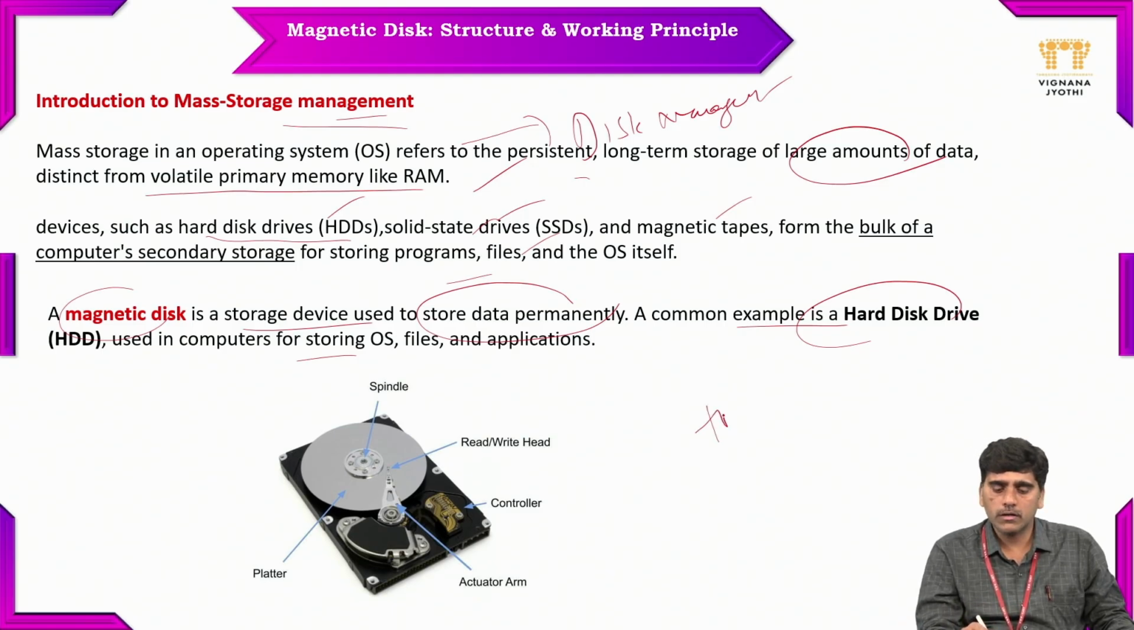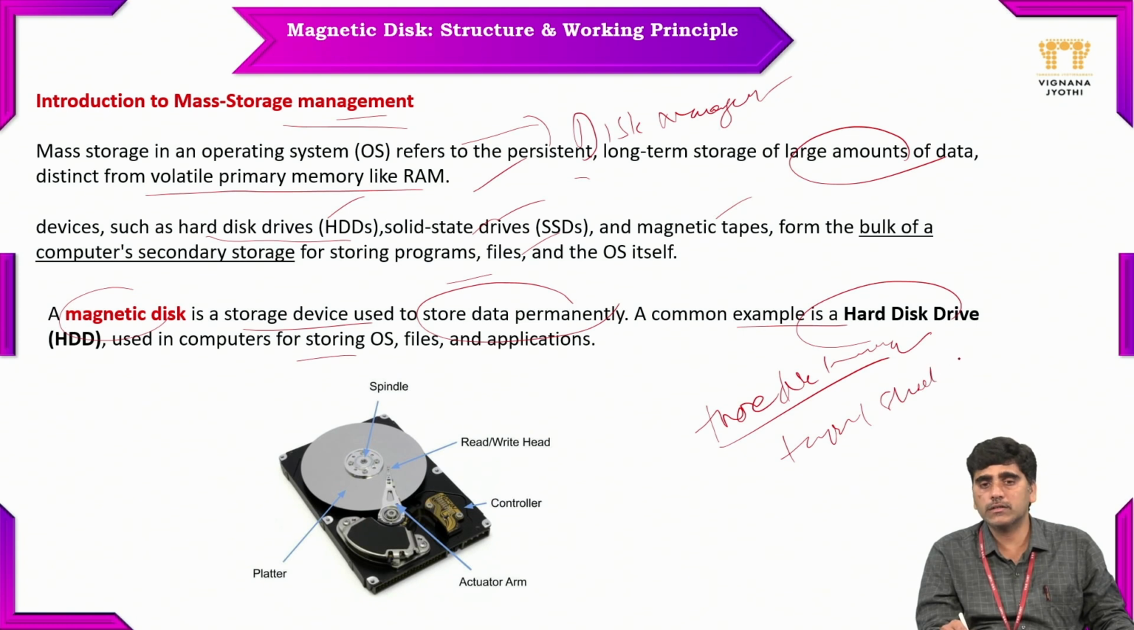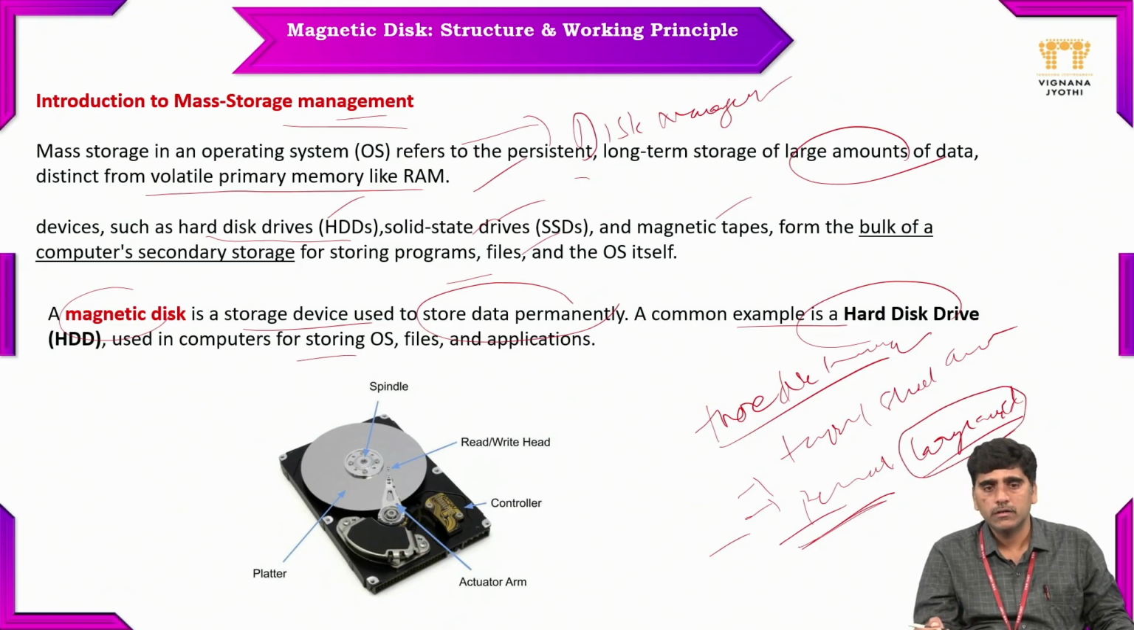There are two types of devices available. One is temporary storage, which stores a small amount of data, and the second is permanent storage for large amounts of data. The magnetic disk comes under this second category. The magnetic disk contains a spindle, read or write head, controller, actuator arm and platter. These are the components of a magnetic disk.